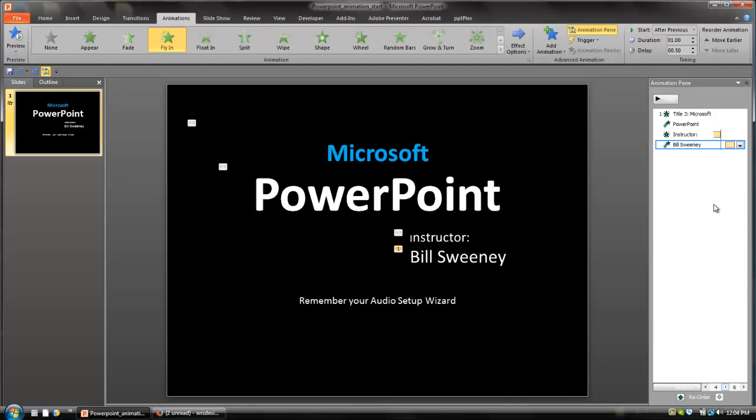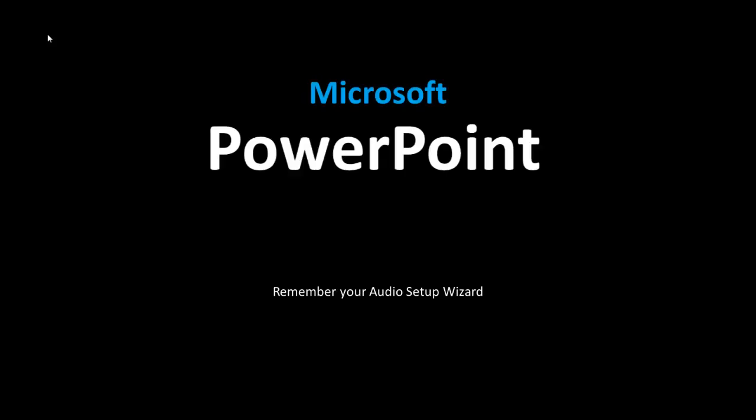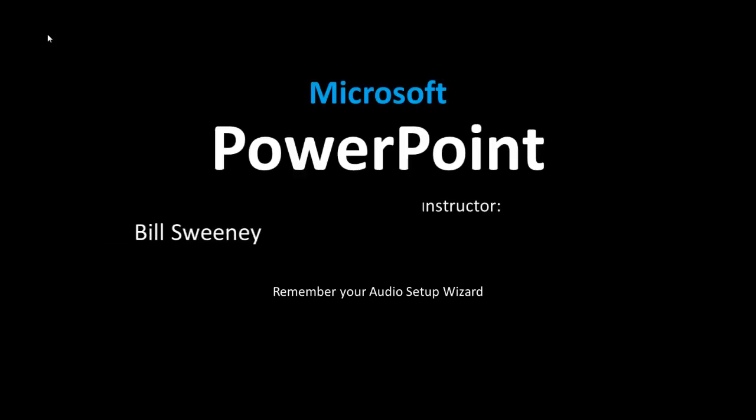All I have to do is test this to see if it works. To do that, I'm going to go up to Slideshow and click on From Current Slide. This is what I wanted to see. I come into the room, the screen is black, it says remember your audio setup wizard. When I click on the space bar to start the animation, watch what happens. The word Microsoft comes up, PowerPoint slides in, Instructor comes up, and Bill Sweeney. There it is. It's perfect. It worked exactly the way I want.